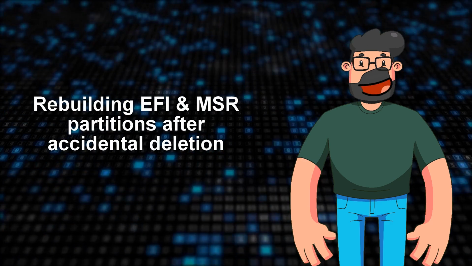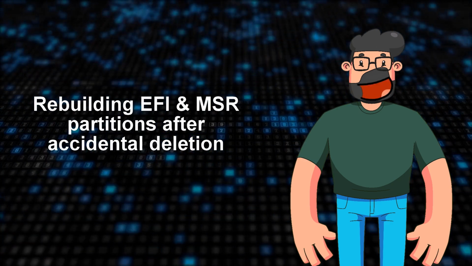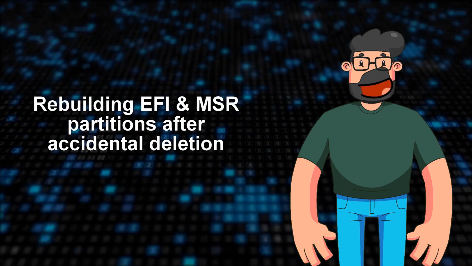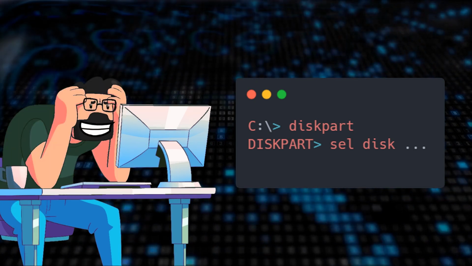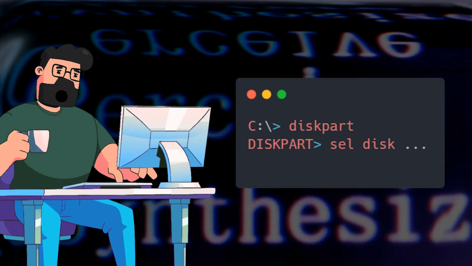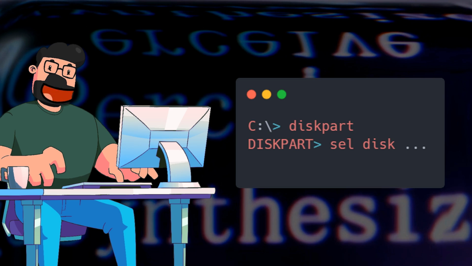Our scenario involves accidentally deleting all partitions on a computer except the one that Windows is installed on. Quite the predicament, right? Now, let's dive into the solution. We start by using the diskpart command in the Windows installation media. Select the disk and proceed with creating the EFI partition to get things back on track.